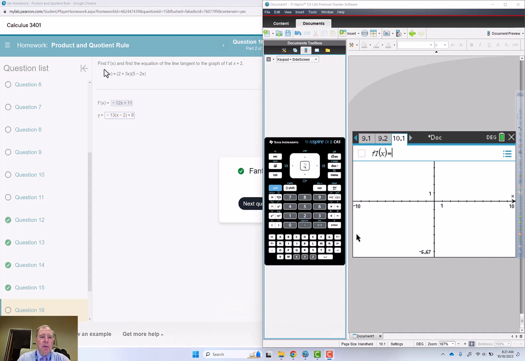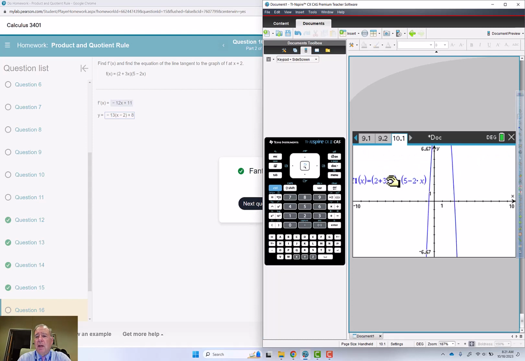So I'm going to put in the original function, parenthesis 2 plus 3x times parenthesis 5 minus 2x. And if I do 3x times negative 2x, that's going to give me negative 6x. So that's going to be a downward facing parabola. So as expected, downward facing parabola.